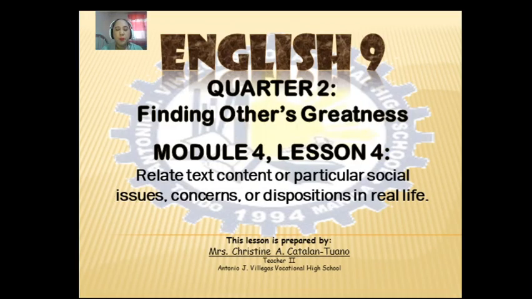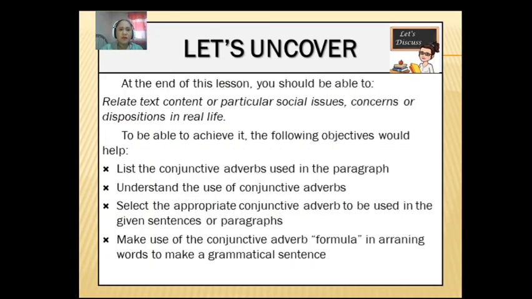We are now with the fourth module of Quarter 2, which is the most essential learning competency of relate text content or particular social issues, concerns, or dispositions in real life. So at the end of this lesson, you should be able to relate text content or particular social issues, concerns, or dispositions in real life. And to be able to achieve it, the following objectives would help.